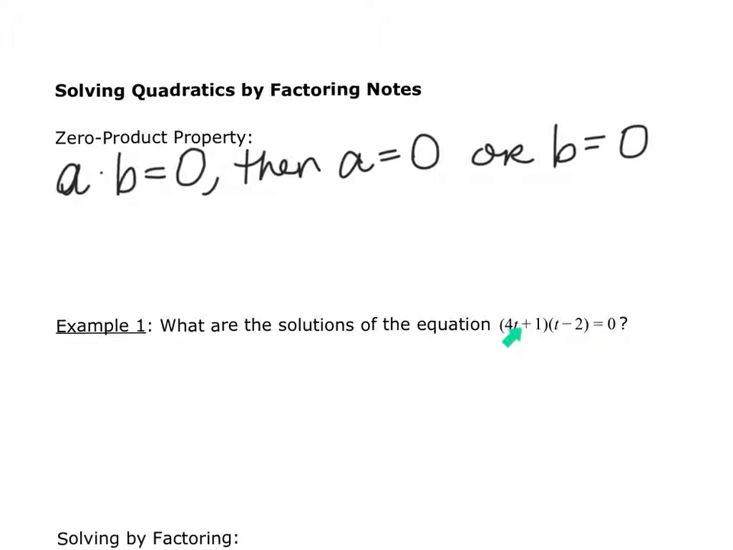So what we're going to do is, here I said, well, either A is 0 or B can be 0, right? So what I'm going to do is set each part of this equation equal to 0. So I'm going to say 4t plus 1, sorry, that's a plus 1, I apologize, equals 0. We also have t minus 2 equals 0.